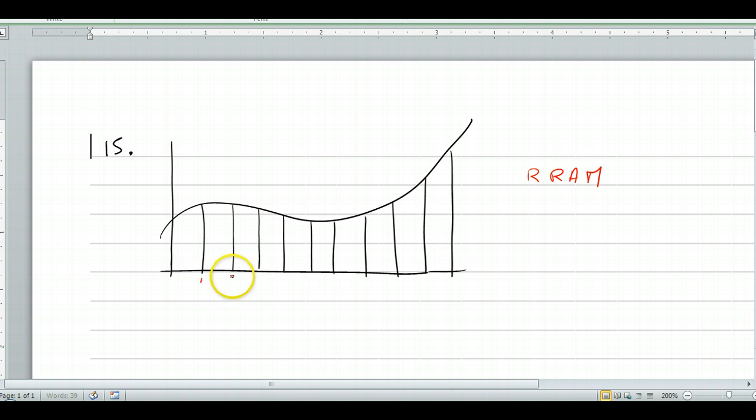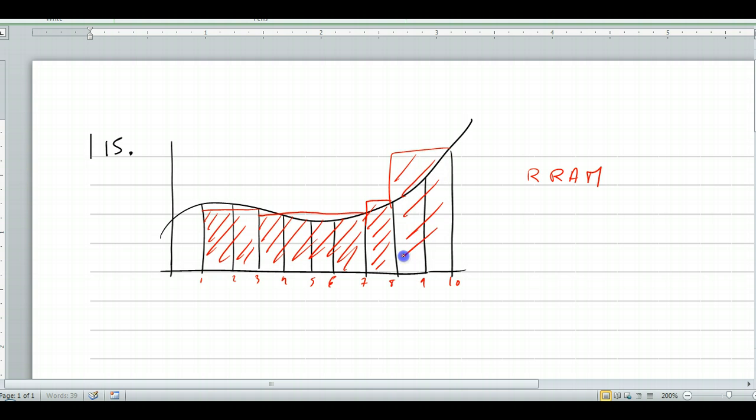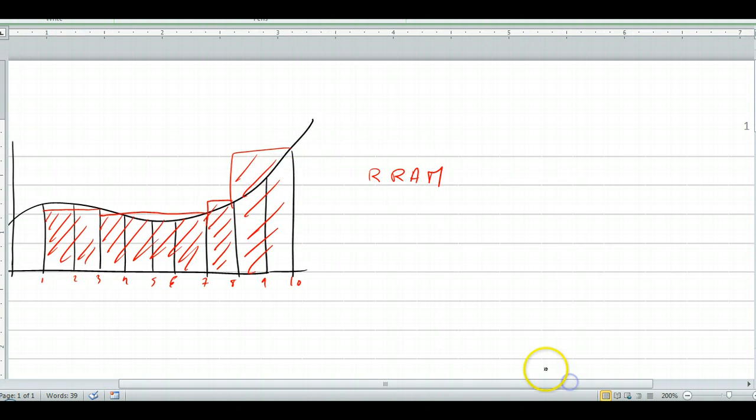From 1 to 3, this is 1, 2, 3, 4, 5, 6, 7, 8, 9, 10. They're not going to take all the subdivisions here. They want to go from 1 to 3, and it's a right Riemann sum. Therefore, here's the first one, and then they're going from 3 to 7. I really should have taken a function that has more variation than that. Then 7 to 8, and then 8 to 10. As soon as you draw that, you right away see what you have to find.